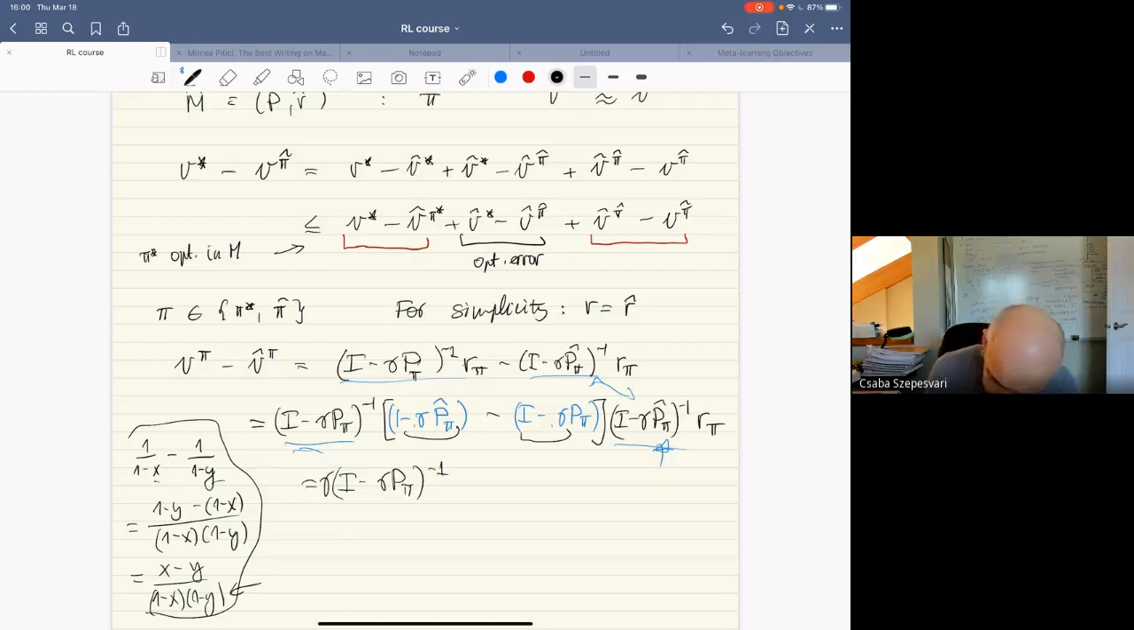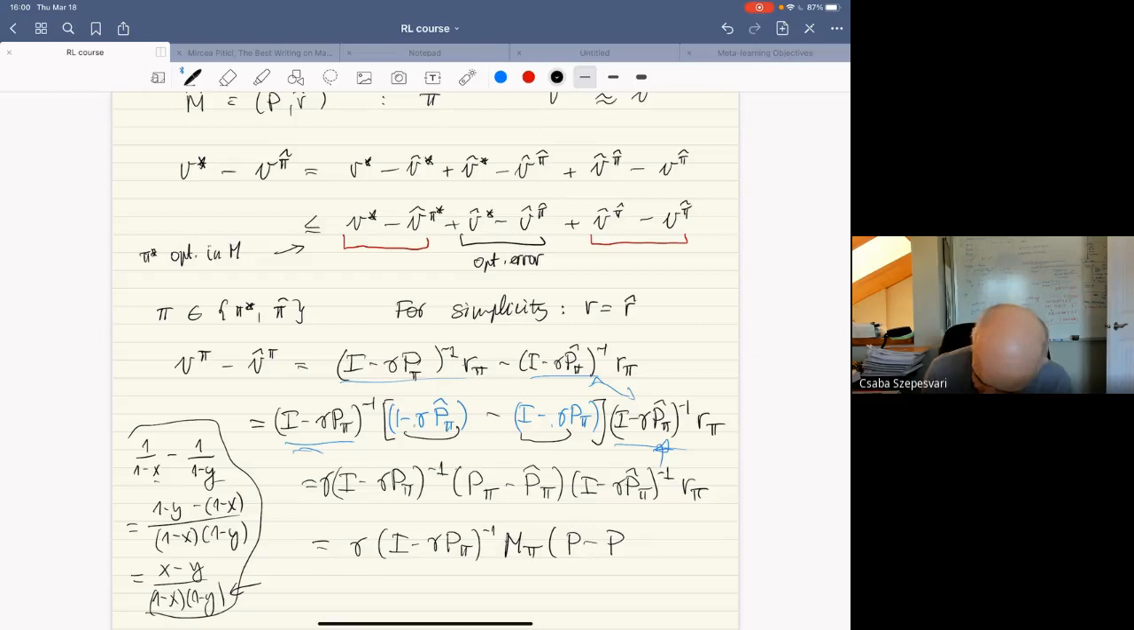Can pull out a gamma. Right, and then it's shorter to write it with value functions. And here I can pull out this M pi. So just to emphasize, we first have these two transition kernels, and then we specialize it to a policy. And this was the value function of pi in the approximate model. All right. So we have that.